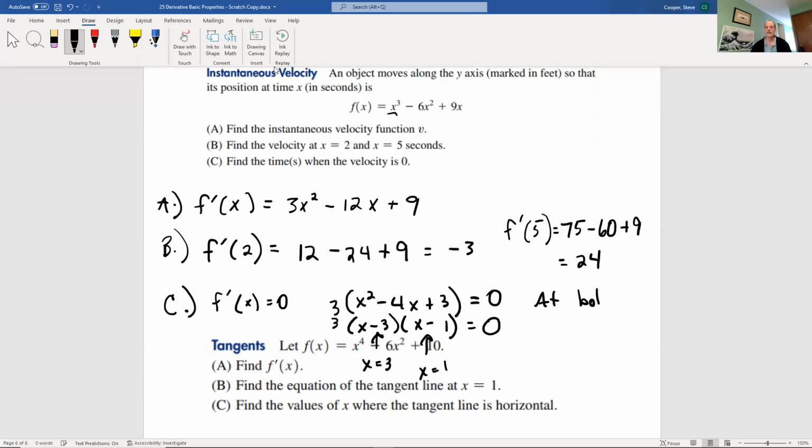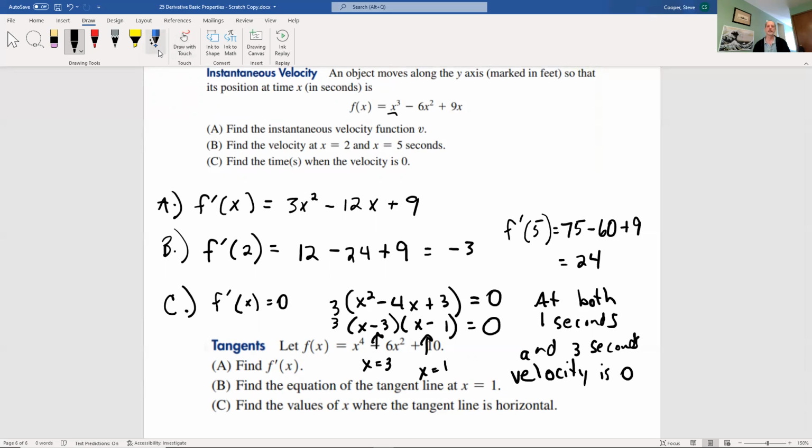So at both 1 second and 3 seconds, velocity is 0. Okay, so it stands still at that momentary point in time. And that's where it changes from a positive to a negative velocity, or vice versa.